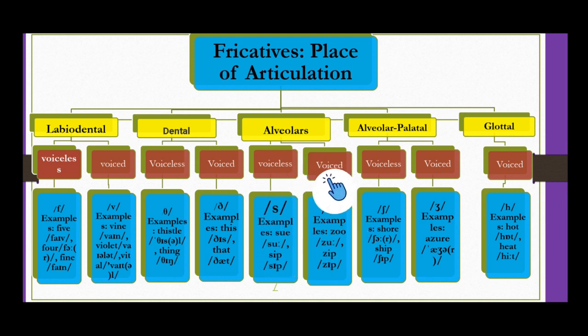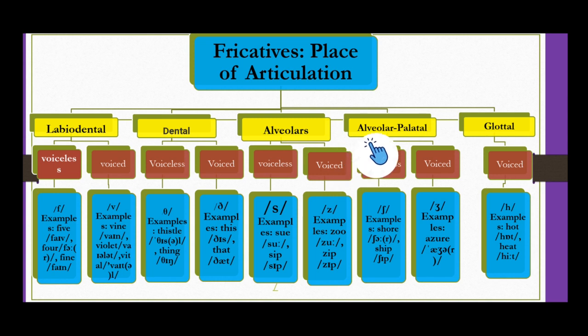And now we come towards the voiced alveolar sound. I told you that to produce alveolar sound, you have to take the front part of your tongue towards the alveolar ridge. So we have voiced alveolar z, and we have examples like zip, like zebra.